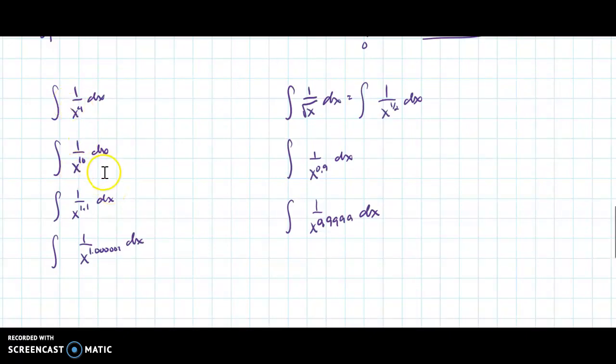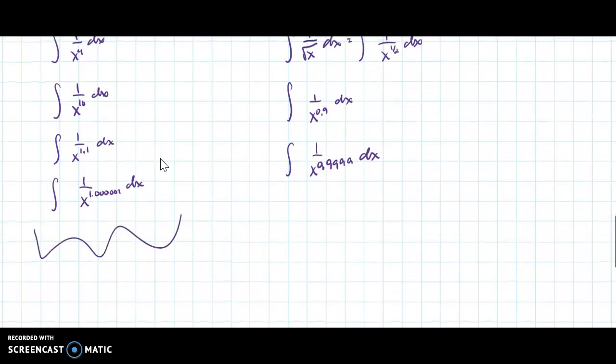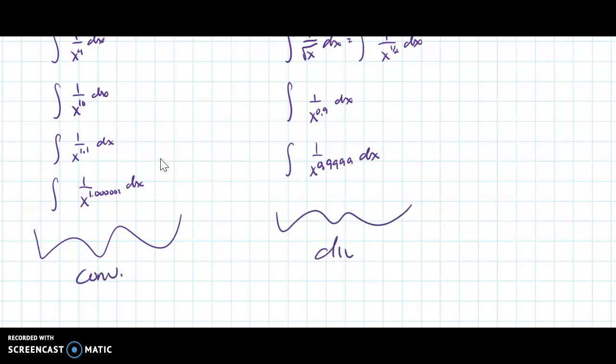1 over x to the 4th, 1 over x to the 10th, 1 over x to the 1.1, 1 over x to the 1.000, however many zeros, 1, versus root x, which is x to the half, 1 over x to the 0.9, 1 over x to the 0.99999, right? Maybe I said 1 extra 9 there. Whatever, that's cool. But which of these will converge and diverge? Maybe you've realized that I actually grouped them. All of these will converge. All of these will diverge.